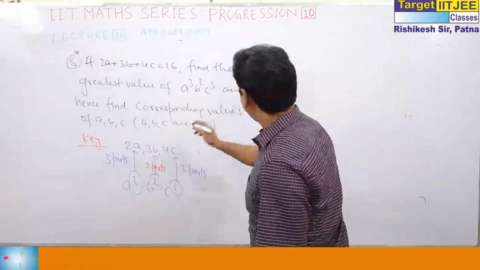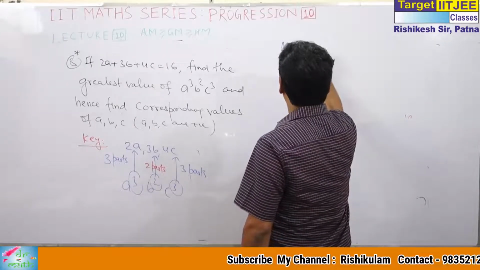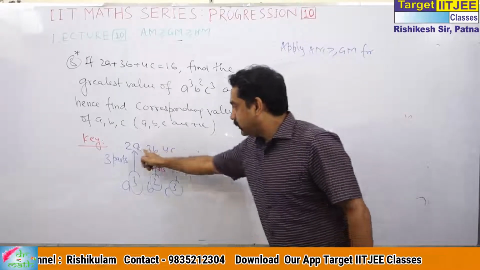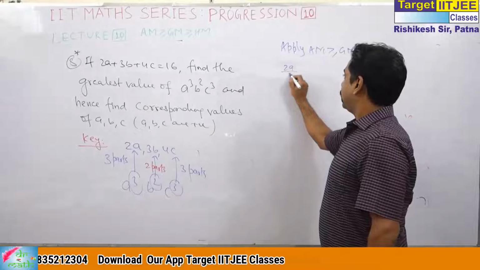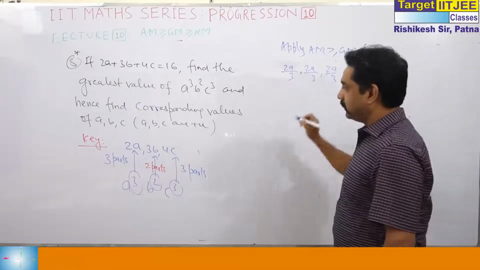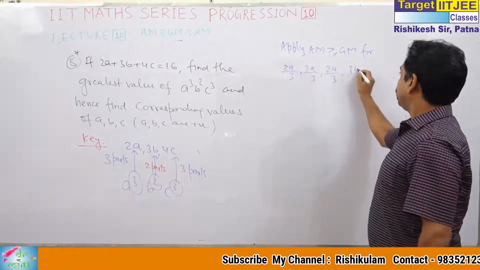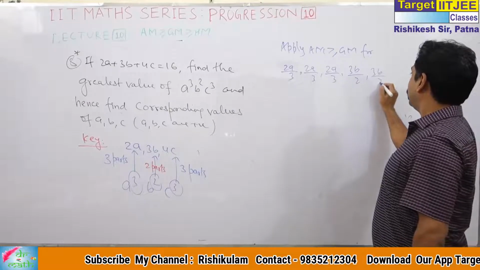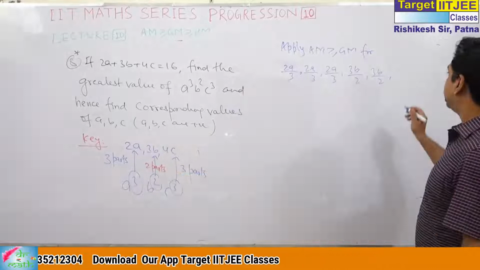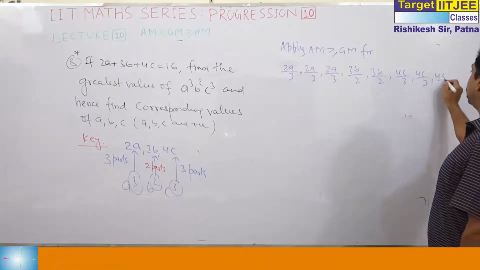This is actually applying arithmetic mean greater than or equal to geometric mean for 2a by 3, 2a by 3, 2a by 3. 3 parts means this. This is what? 3b by 2, 3b by 2, 3b in 2 parts. And 4c in 3 parts. This is what? 4c by 3, 4c by 3, 4c by 3. This is the idea.